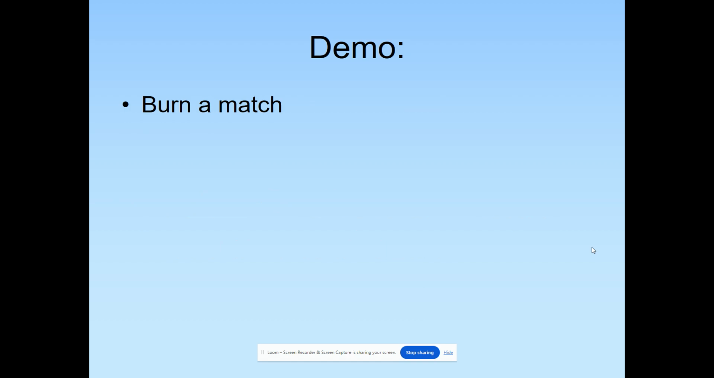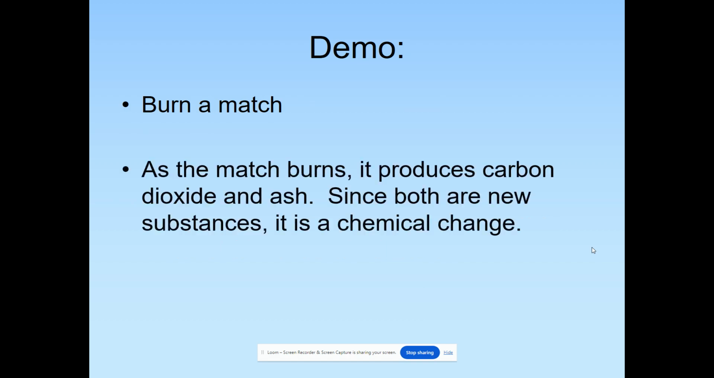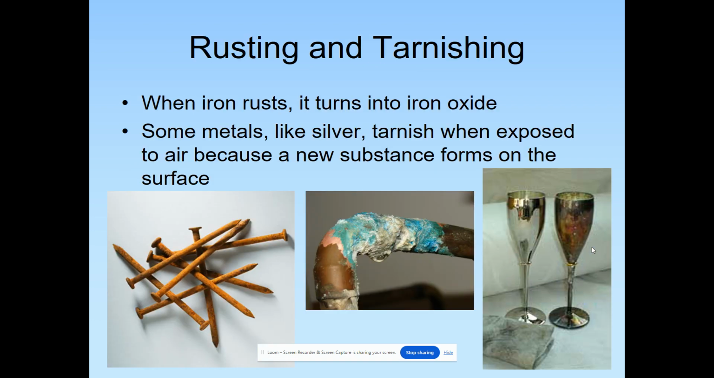Another example is burning a match. Whenever you burn a match, you form two new substances. One thing you always produce when you burn something is carbon dioxide gas given off in the smoke. And then the other substance is some sort of ash, right? So if you burn a match, you form carbon dioxide that was not present before the change. So that is a chemical change. Same with burning pretty much anything else.